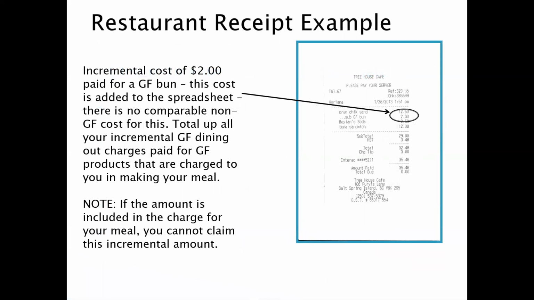So here's an example of a restaurant receipt where I got a cranberry chicken salad sandwich and I paid $2 for the substitution of a gluten-free bun. So that's an example of a gluten-free incremental cost.